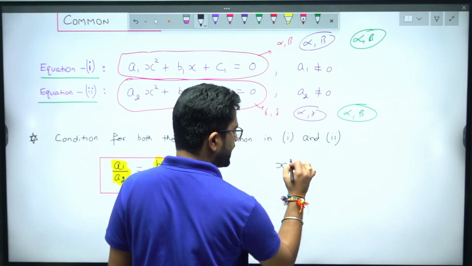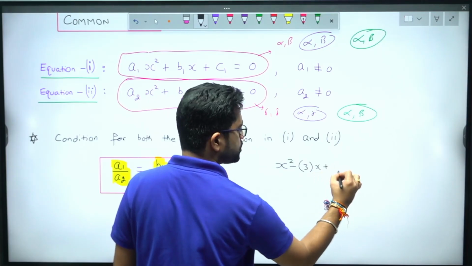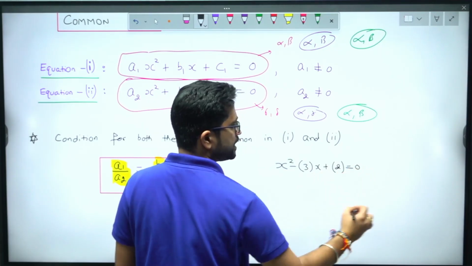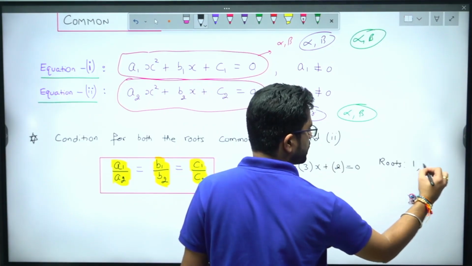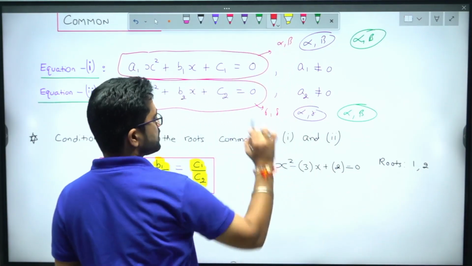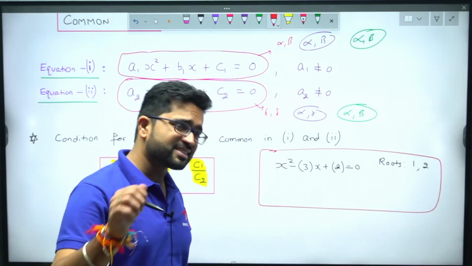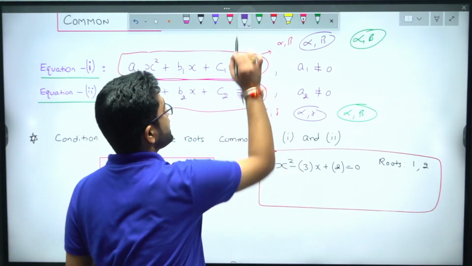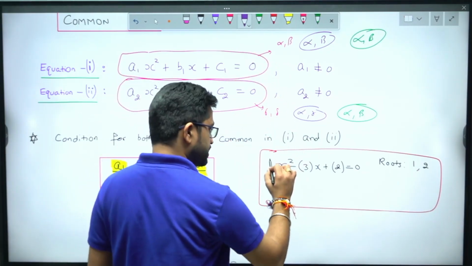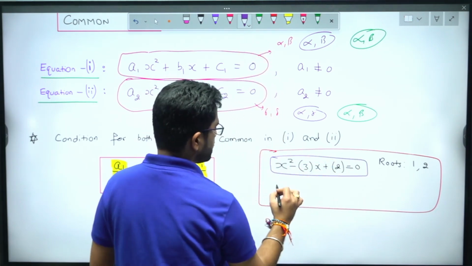So it can be x square minus 1 plus 2, that is 3x, plus 1 into 2, that is 2. Observe this quadratic equation. The roots of this particular equation are 1 and 2. Please follow here. Next, can there only be a single equation whose roots are 1 and 2? No, there can be many. This is just one equation whose roots are 1 and 2. Let's have one more equation.